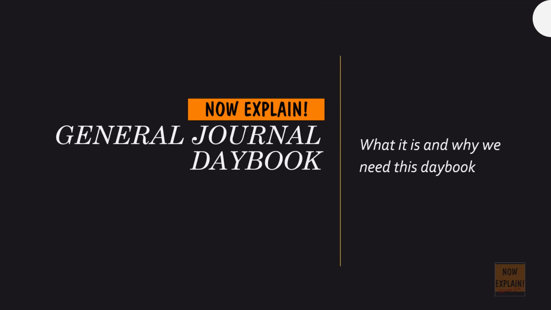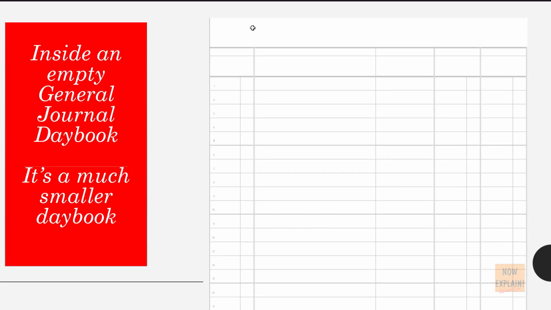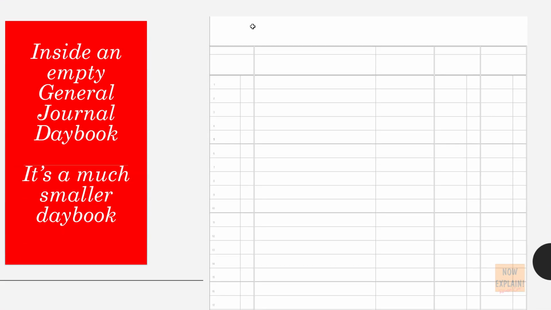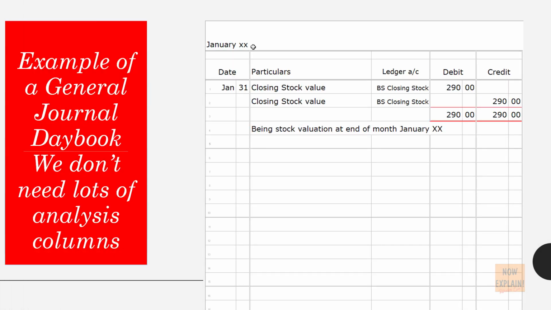General Journal Daybook: what it is and why we need this daybook. Here we are inside an empty General Journal Daybook. It's a much smaller daybook. Here is an example of a General Journal Daybook. We don't need lots of analysis columns like the other daybooks.